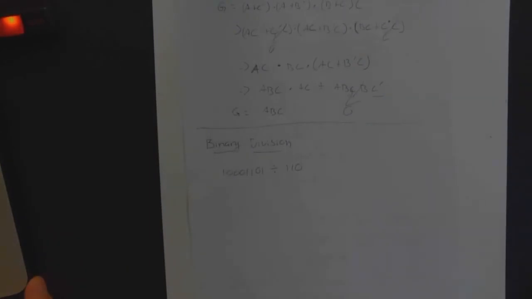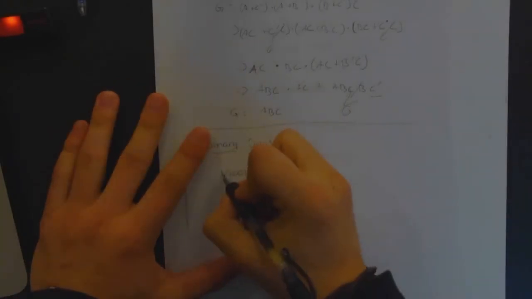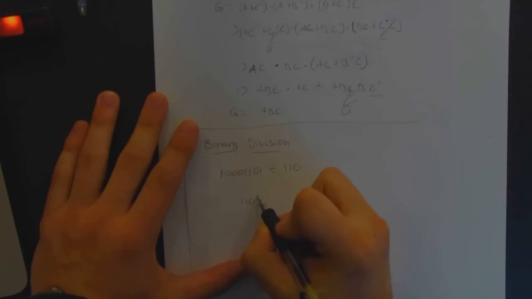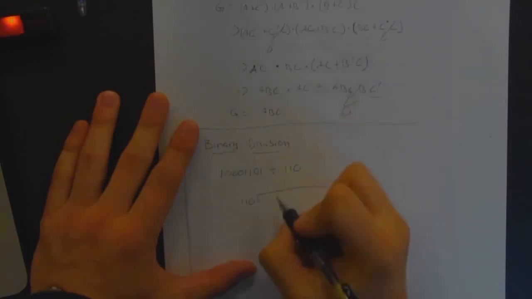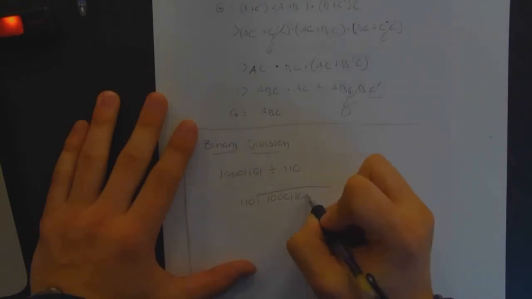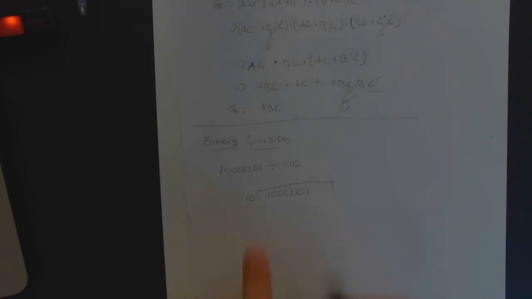Okay, this is the binary division problem we're going to do real quick. The method is very similar to regular long division. You kind of treat them like decimal. They're not actually decimal, obviously. So we're going to go ahead and put the 110 and then 100011101. Okay, well, too far out. That's fine.